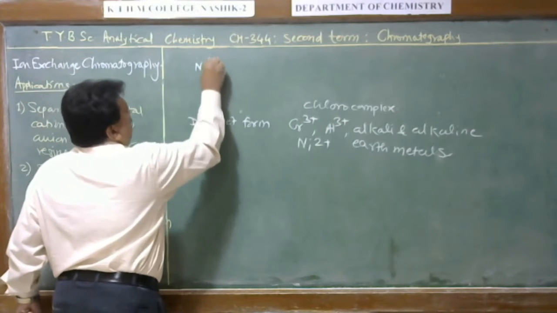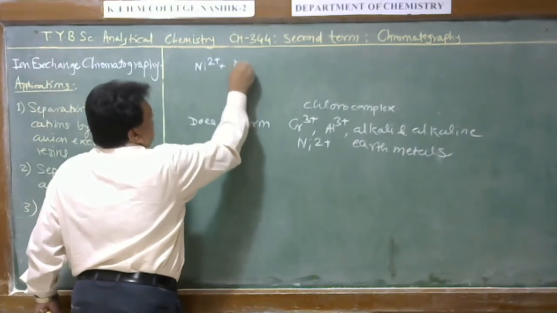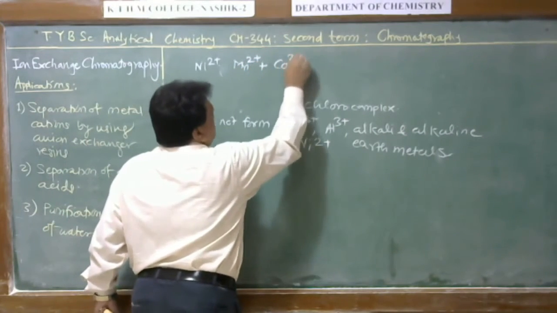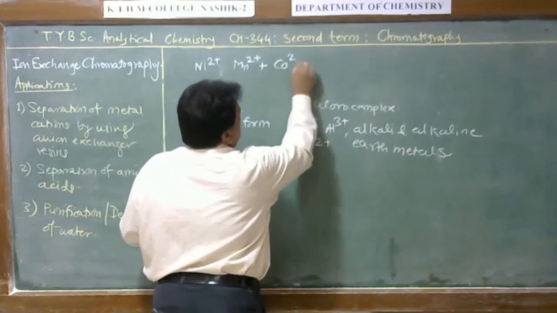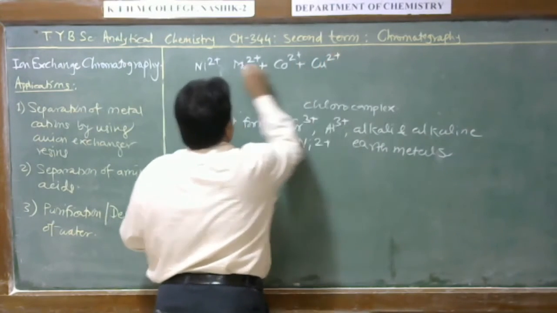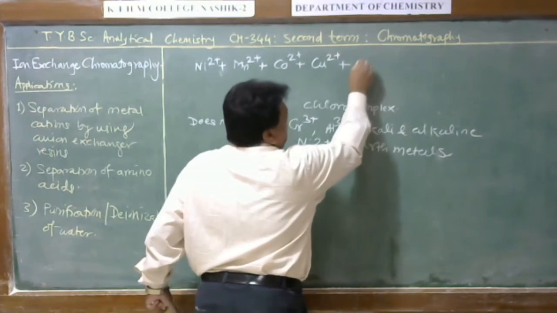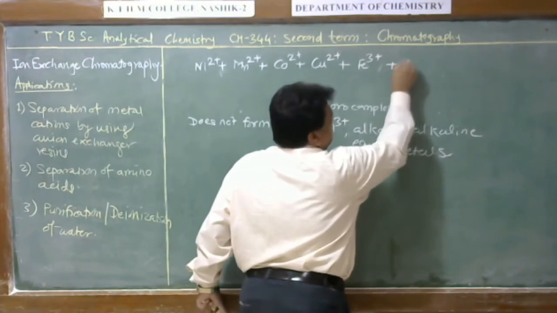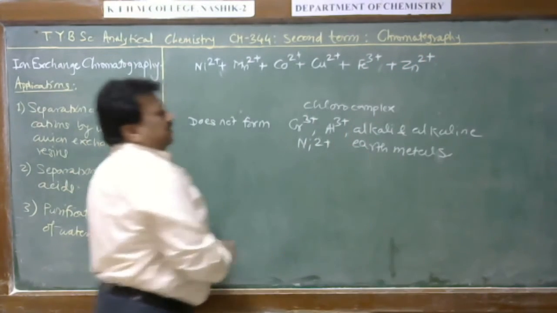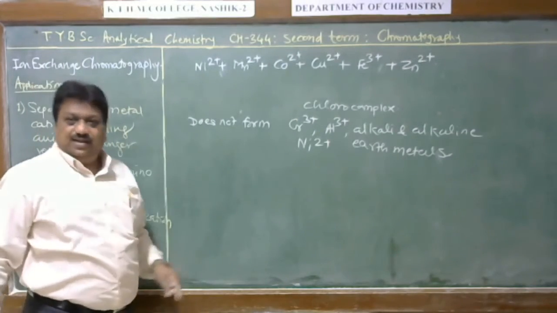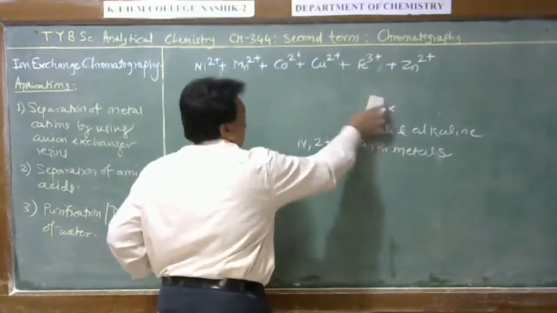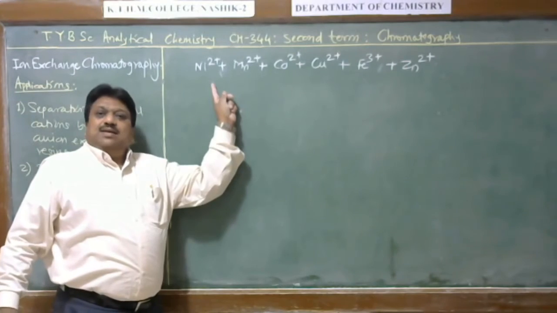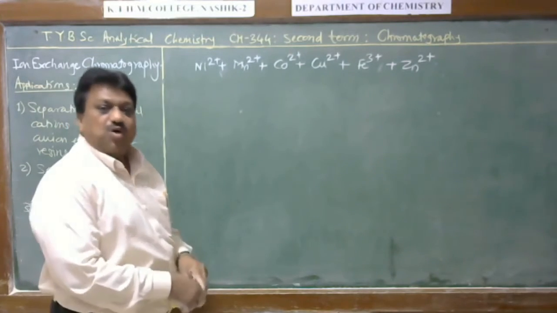Suppose for example we have a mixture of nickel 2 plus, manganese 2 plus, cobalt 2 plus, copper 2 plus, Fe3 plus and zinc 2 plus. We have all these metal ions in a mixture including nickel. As I told you, nickel does not form a chloro complex, therefore we can easily separate this nickel from the other metals which form the chloro complex.